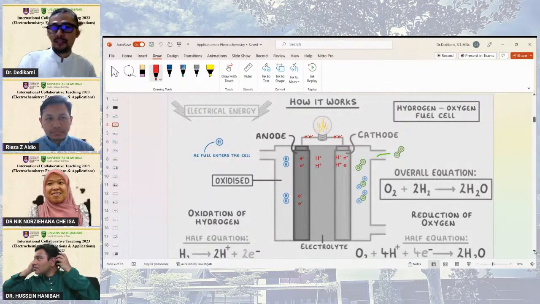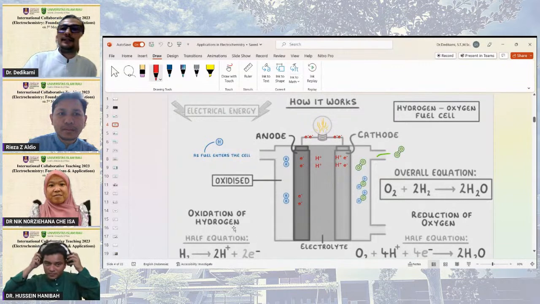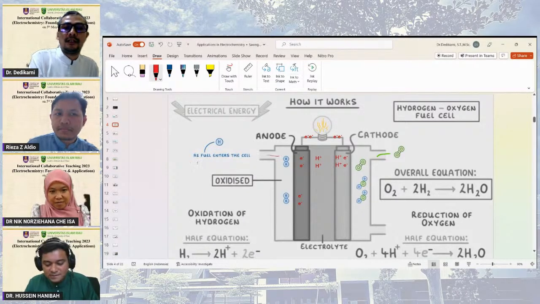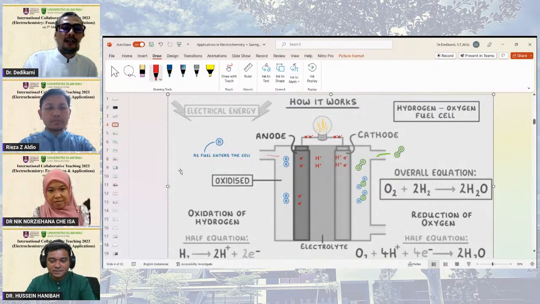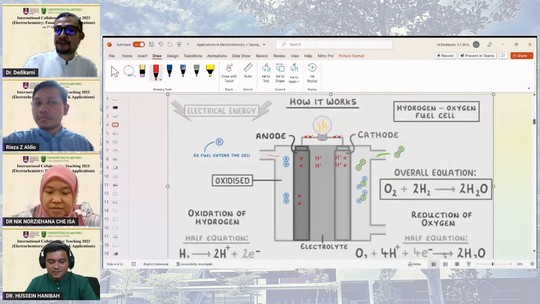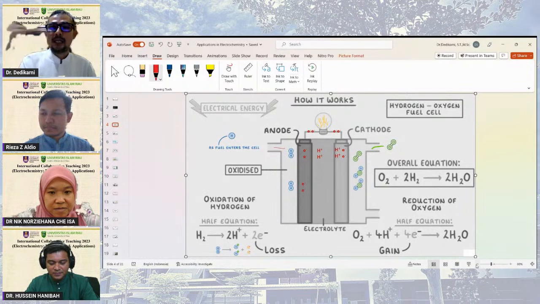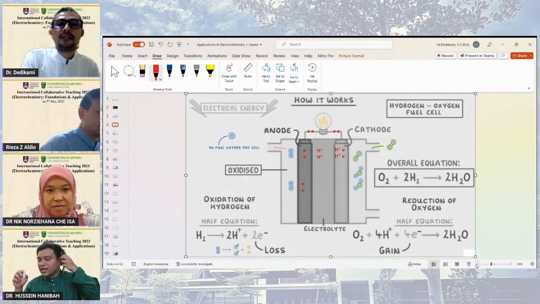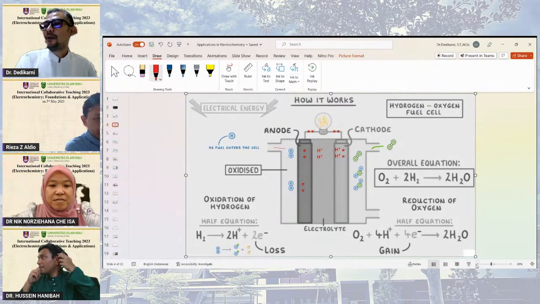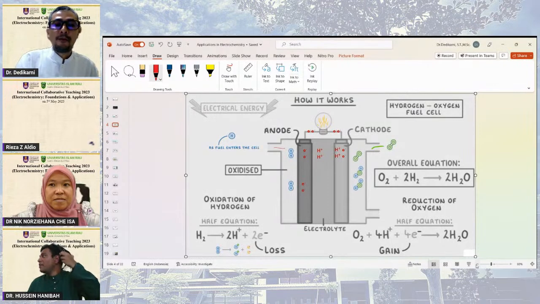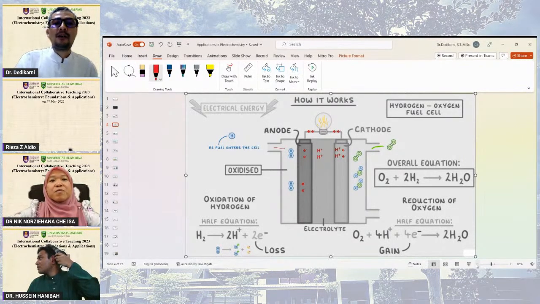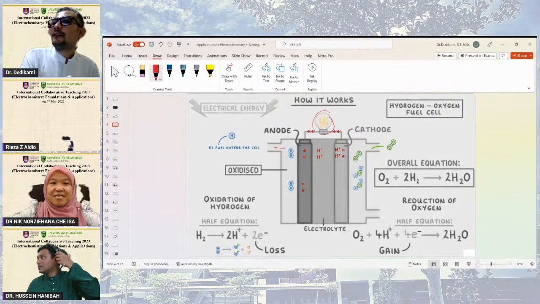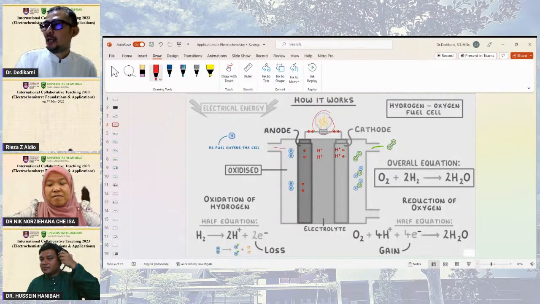Okay. How does a fuel cell work? Hydrogen as a fuel enters the anode side and then becomes oxidized and goes toward the cathode side, but the electron cannot go to the cathode side because we have the electrolyte. However, the electron will go through the external circuit to make the power.